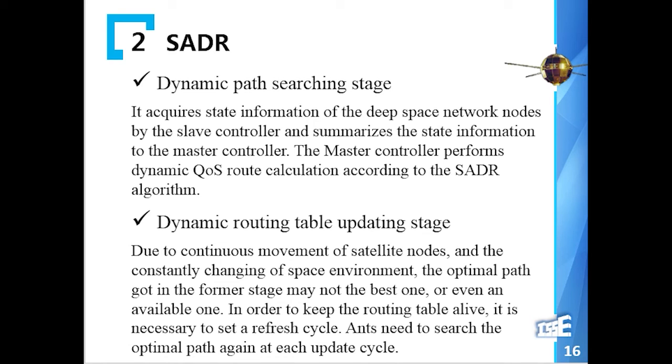Finally, in the routing table distribution stage, the master controller distributes the calculated routing tables to the slave controller, and then the slave controller forwards the received routing table to the nodes covered.